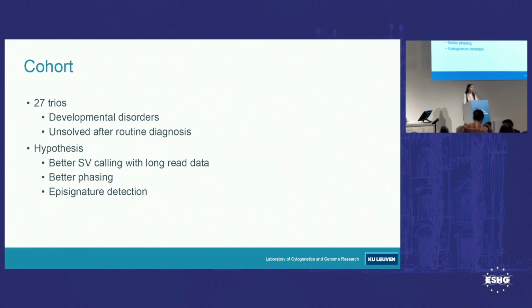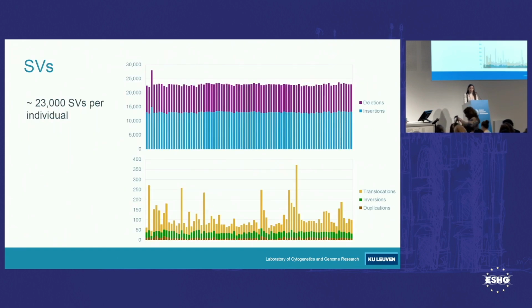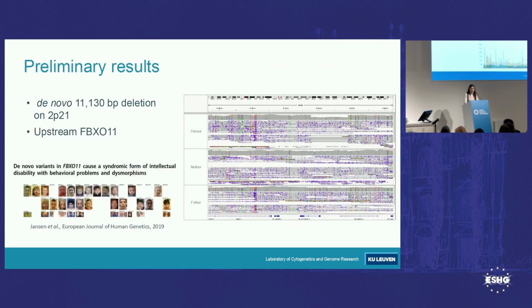And the hypothesis when starting this project was that the structural variant calling would be better with long-read sequencing data. The phasing will be better, and as I just mentioned, we also have Episignature that can be looked at. So we started by looking at the number of structural variants. Again, we had about 23,000 structural variants per individual, which is quite a lot, and filtering this is quite a challenge. However, we still have some nice positive cases.